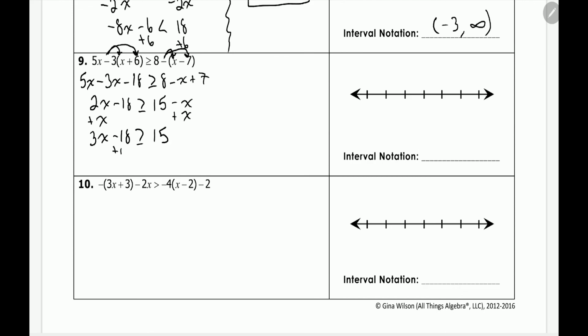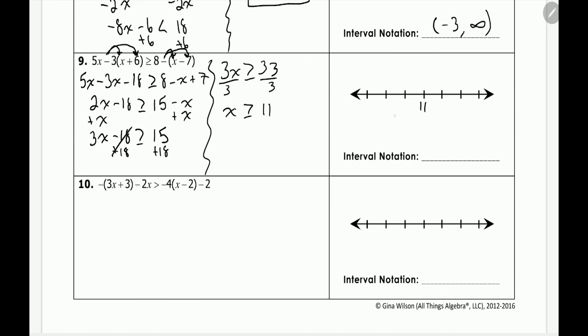We're going to add 18 to both sides. So we have, I'm going to move up here again because I'm running out of room. We have 3x is greater than or equal to 15 plus 18, which is 33. Divide by 3 on both sides. Left with x is greater than or equal to 11.